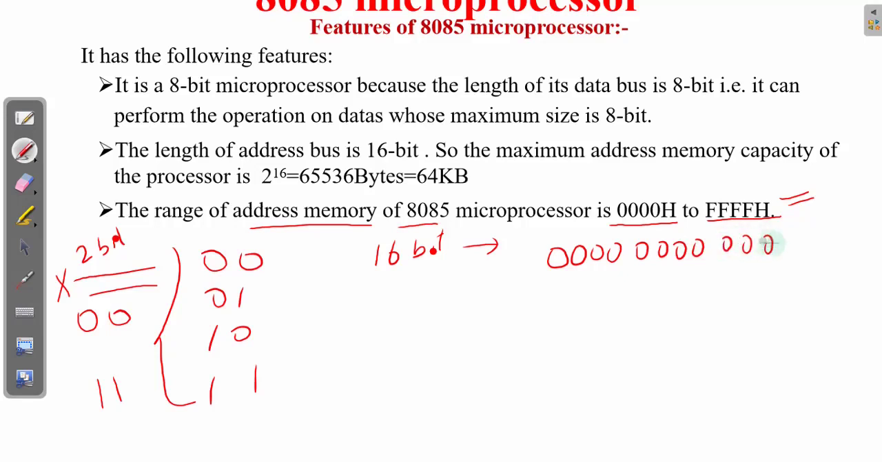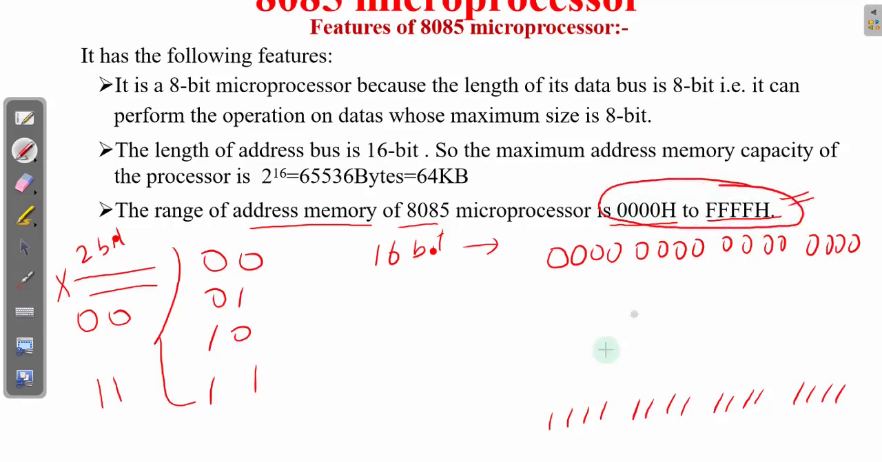The starting address will be this one, 16 zeros, and what will be the ending address? 16 ones. Okay, so this will be the ending address. I have written it in binary. If you write it in hexadecimal, it will be represented like this. Four ones is referred to as F. If anyone knows binary to hexadecimal conversion, they might know that four ones is equal to F.